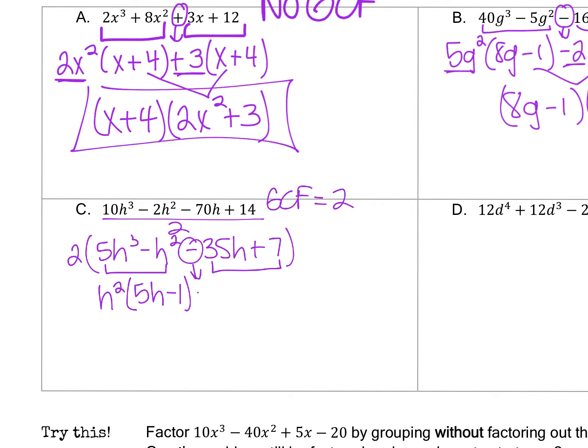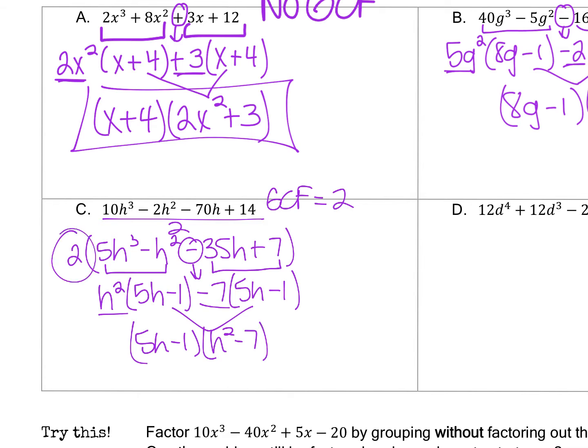Remember, bring down your middle sign. The GCF of those is 7, but we're taking a negative 7 out because we're bringing down that subtraction sign. So that would give us 5h minus 1. Notice these match. We write it one time, and then we're piecing together that h squared minus 7.